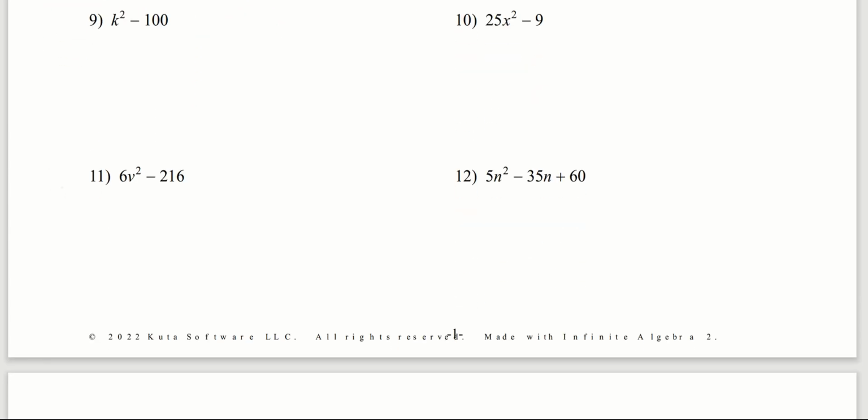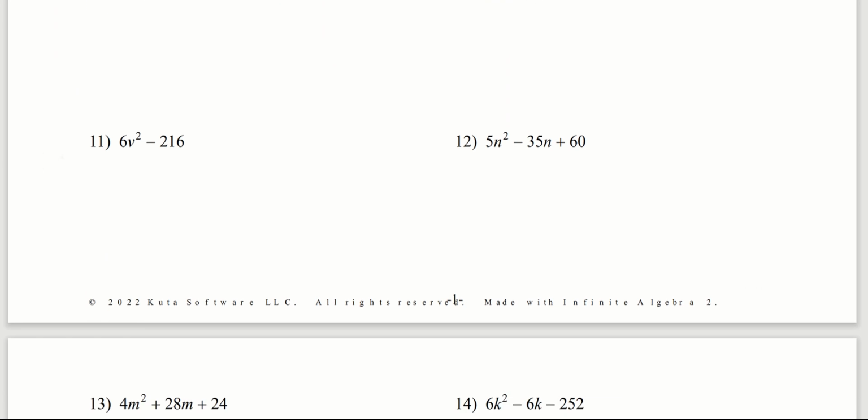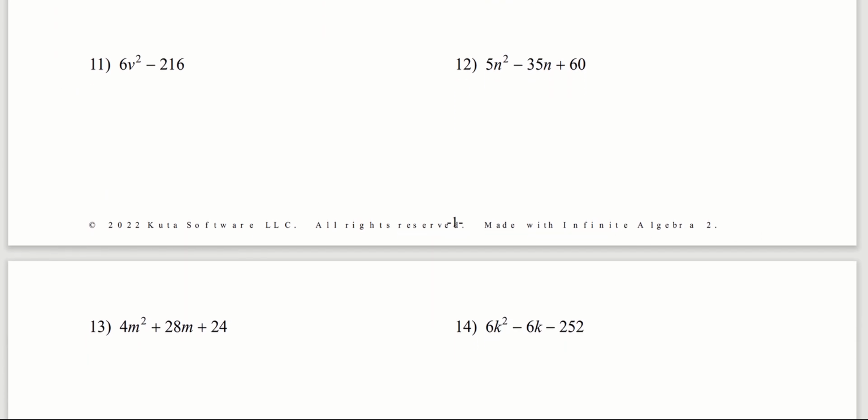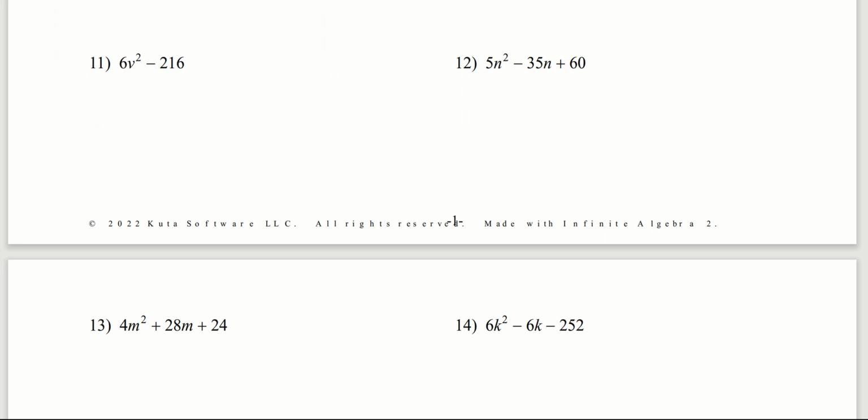Okay, and then last one, well, let's do a few actually. I want to do number 12 as well. So number 12, we have something like this, 5n squared minus 35n plus 60. So same kind of idea, we will set up the box method. But one thing that is going to help you is when you start to have something in front of the squared term, check and see if there's a greatest common factor between these three numbers that you could factor out.